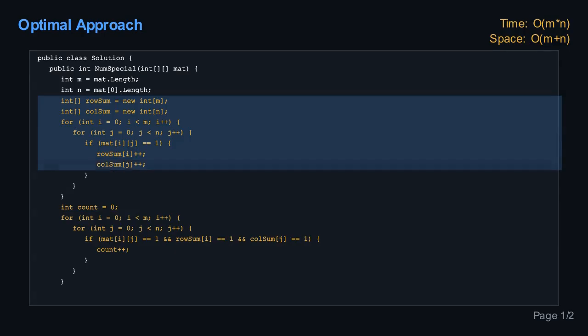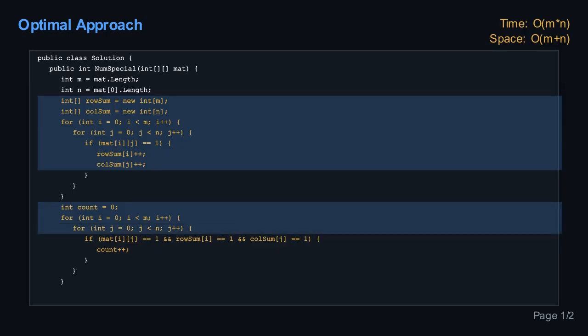After this initial pass, our row sum and column sum arrays will tell us exactly how many ones are in each row and column. Then, in a second pass, we iterate through the matrix again. If a cell contains a 1, we check if its row sum is exactly 1 and its column sum is also exactly 1. If both conditions are met, we've found a special position and increment our total count.